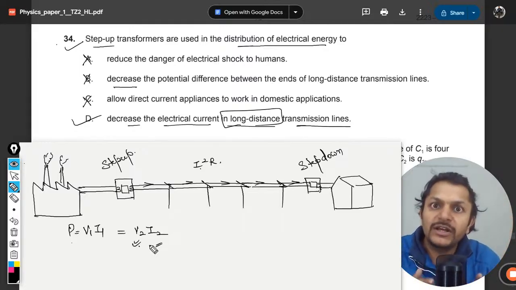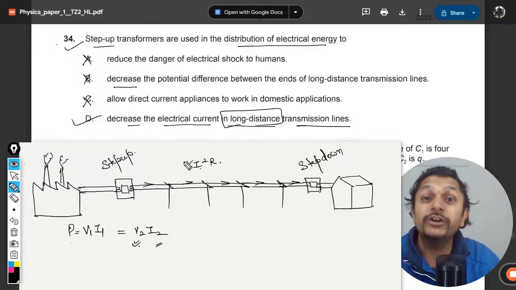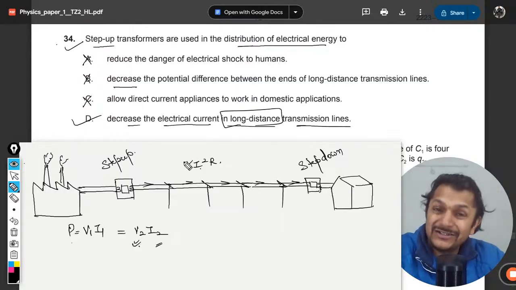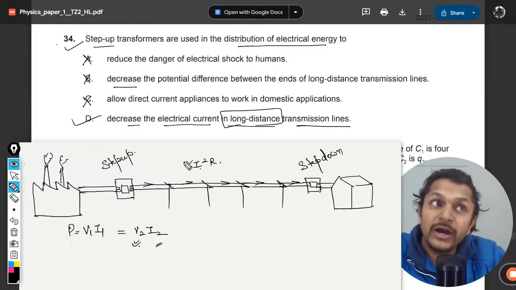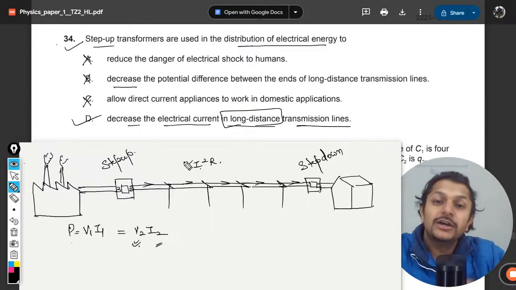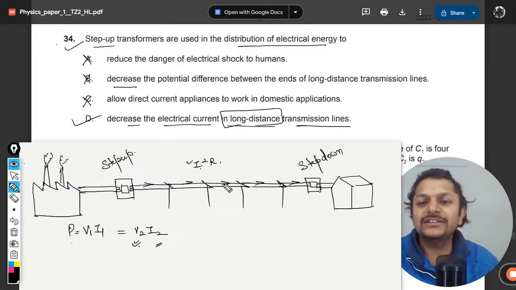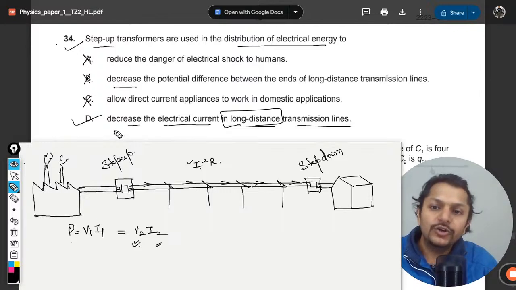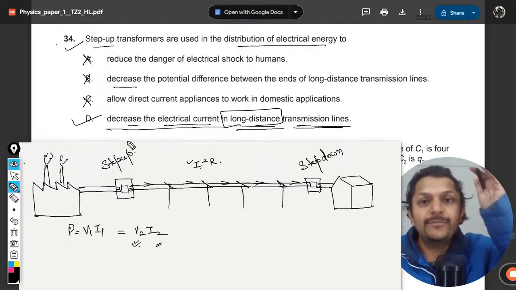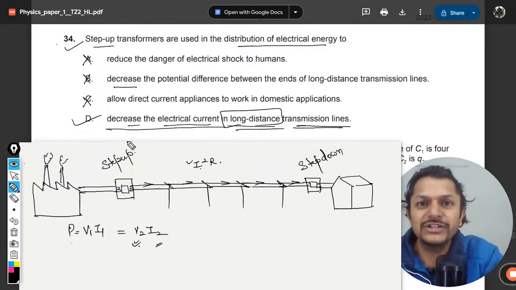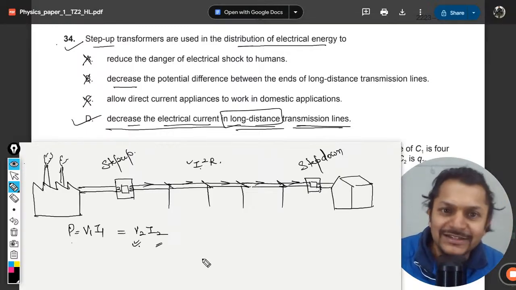So the current becomes reduced by 1000 times, thereby reducing the power loss by 10 raised to power 6. You getting my point? So the power loss is reduced by 10 raised to power 6 times, isn't it? This is the reason that we are using the step up transformer to decrease the electric current in the long distance transmission lines, so that the power losses, which are I square R losses, during the transmission are reduced. So this is the reason, hence the answer is D.